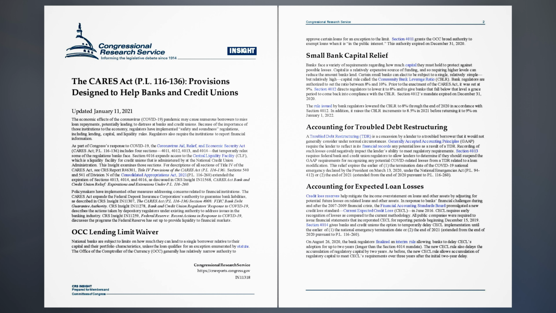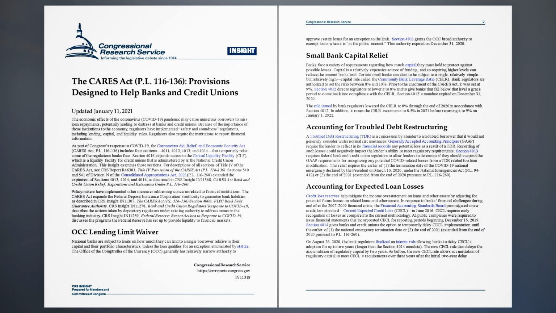Section 4012 directs regulators to lower it to 8% and to give banks that fall below that level a grace period to come back into compliance with the CBLR. Section 4012's mandate expired on December 31, 2020. The rule issued by bank regulators lowered the CBLR to 8% through the end of 2020 in accordance with Section 4012. In addition, it raises the CBLR in increments to 8.5% in 2021 before returning it to 9% on January 1, 2022.